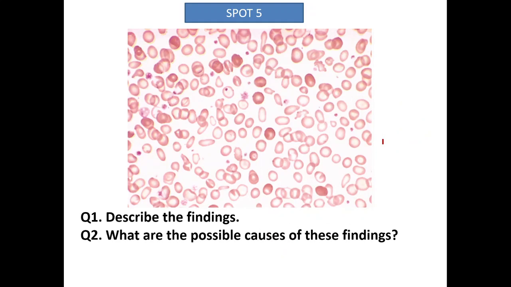Spotter number 5, one peripheral smear. Describe the finding. What are the possible causes of these findings? In the peripheral smear, you should be able to identify a normal RBC and the abnormal ones. Here you are able to see the RBCs, and you can try to make the differential diagnosis and the finding. Since they are not asking for the specific diagnosis but the possible causes, with this I hope you can make the diagnosis.